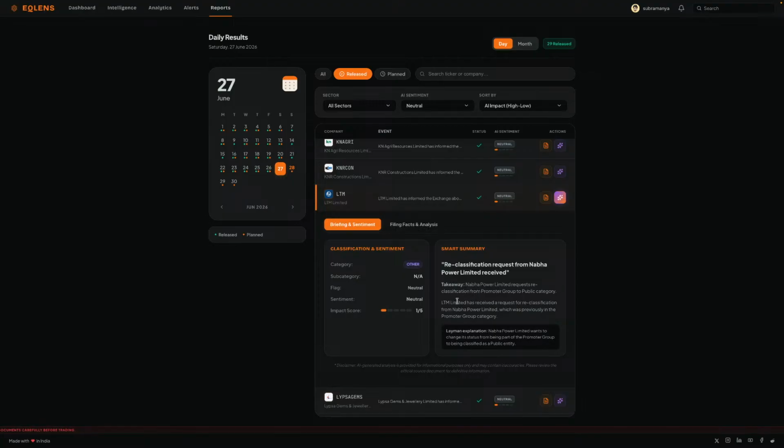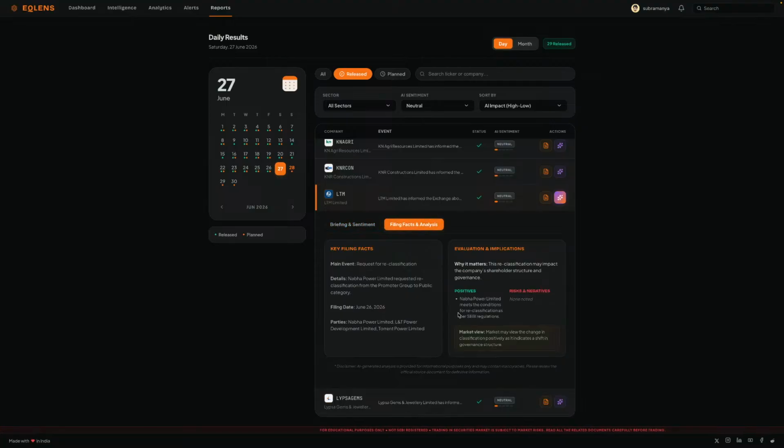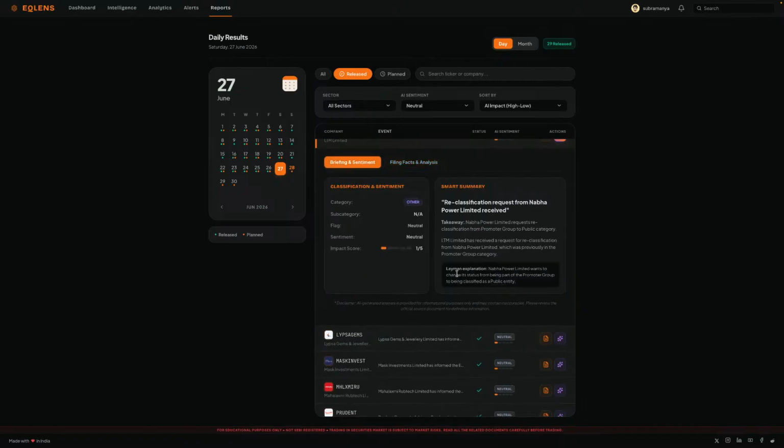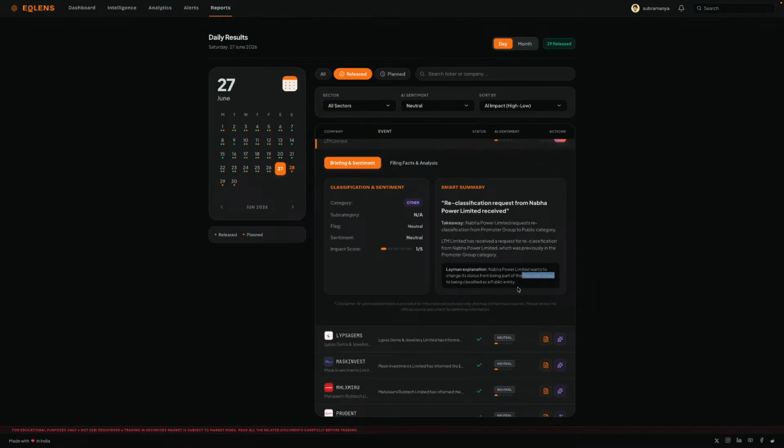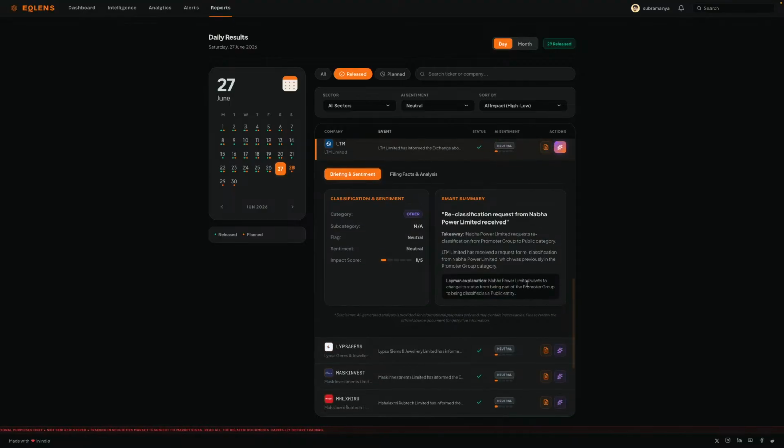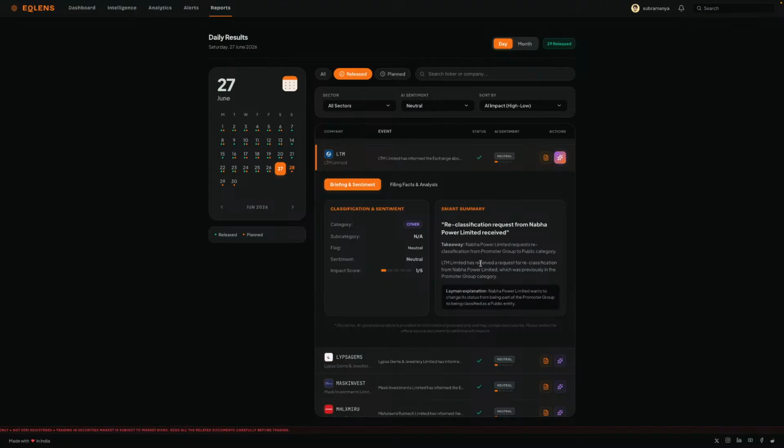Nava Power Limited requests reclassification from promoter group to public category. Alright, what does it say? Nava Power Limited meets the conditions for reclassification as per SEBI regulations. What does this exactly mean? In layman's terms, Nava Power Limited wants to change its status from being part of the promoter group to being classified as a public entity. Okay, most probably this Nava Power is a promoter of LTM, so they are moving from promoter group to a public entity. Alright, it doesn't make any difference as of now. That's why it's neutral.